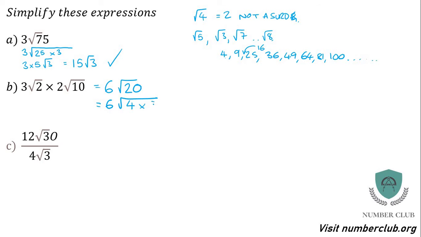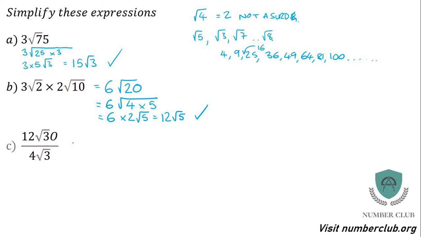How many 4s go into 20? It's 5. 6, what's the square root of 4? 2. Square root of 5? Root 5. And so you're going to get 12 root 5. Okay, that there is the simplified version. Again, doesn't look much simpler than 6 root 20, but actually it might be useful for something.